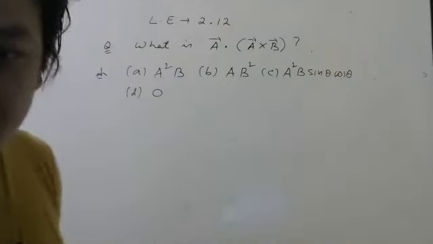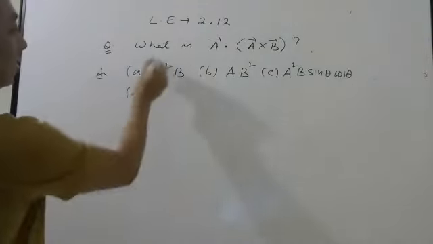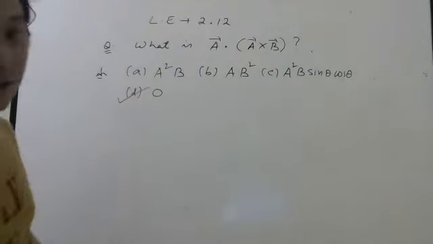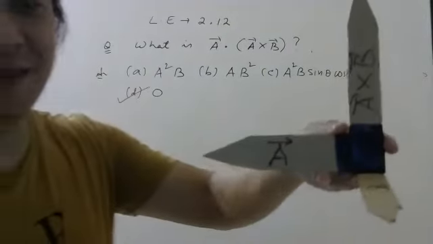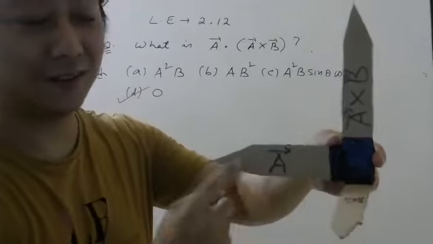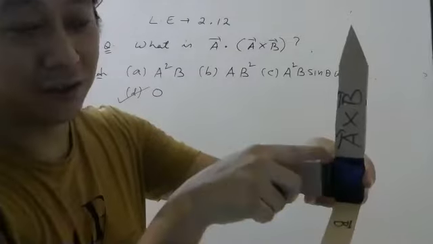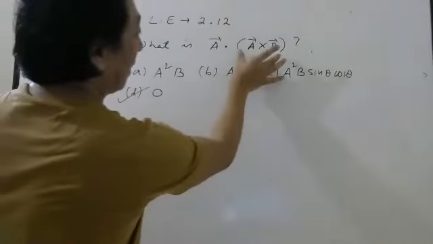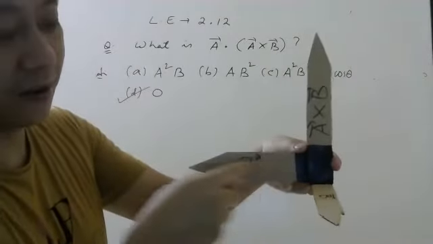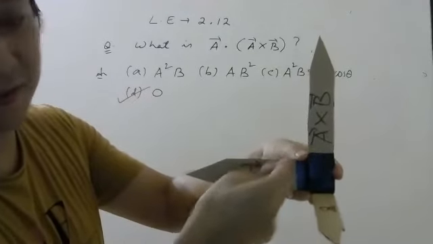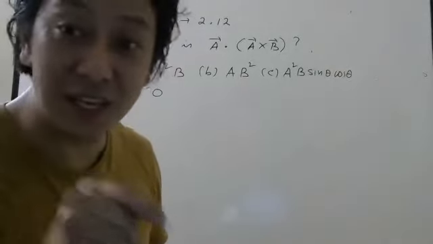Oh, so many are saying already. Last year when I asked this question, most of them said this. This is 0. Why is it 0? Look here. A bar is here, B bar is here, A bar cross B bar is here. So they want the dot product of A bar and A bar cross B bar. See the angle between A bar cross B bar and A bar. What is the angle between these two? 90 degrees. And since it is 90 degrees, the dot product has to be 0.